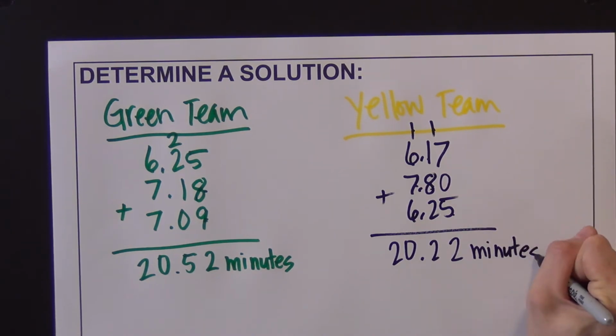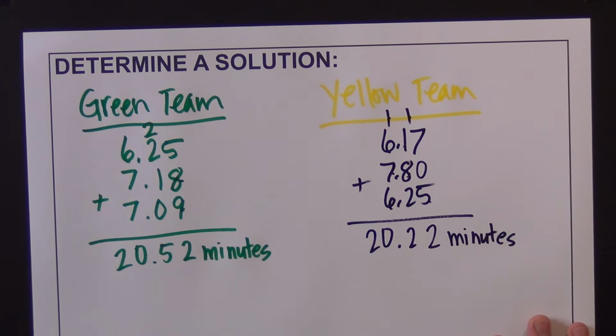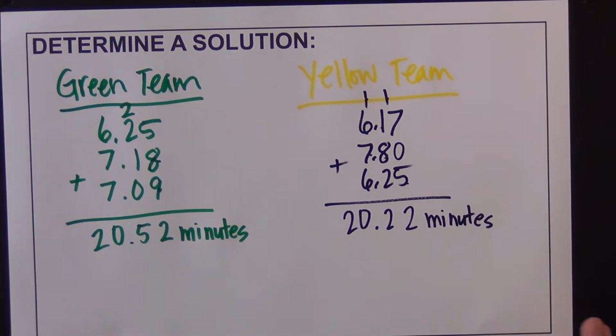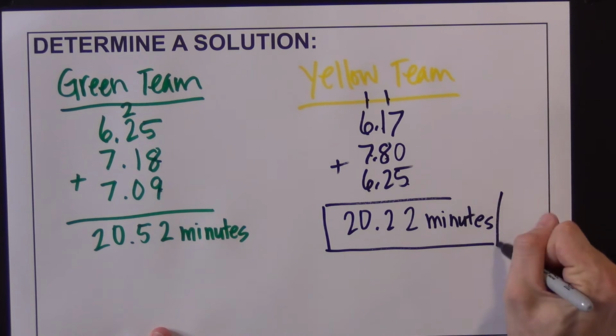These times were very close. The next step was to see which time is lowest. This means that's the team that was faster. They were just barely faster, but the yellow team had a lower time.